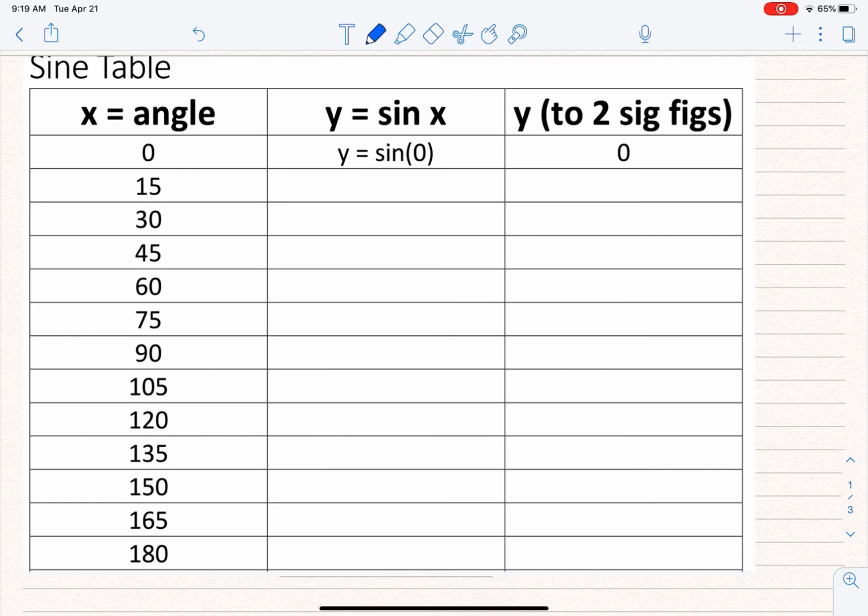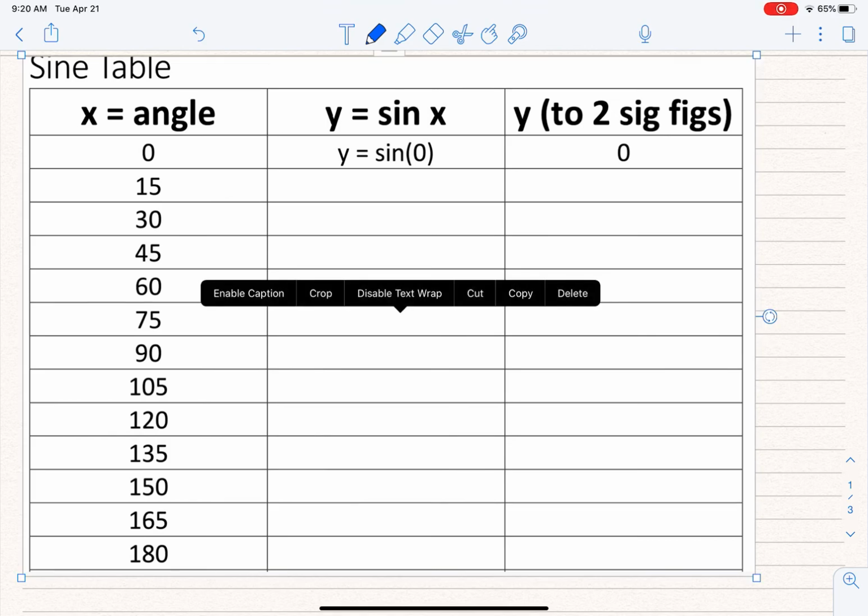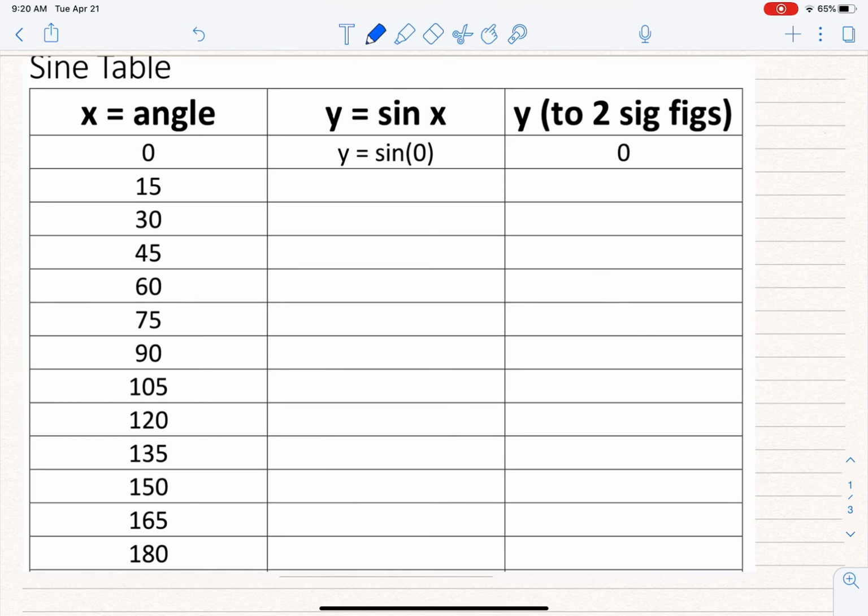But you can use your phone, you can use a calculator, whatever. If you're using a phone, you type in 15 and then hit the sine button. If you're using a graphing calculator, you hit sine and then 15 and then hit enter. So right here, y is equal to the sine of 15 degrees. And the sine of 15 degrees, rounded to 2 sig figs on my calculator, is about 0.26.